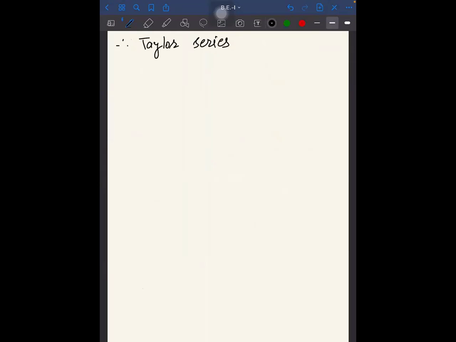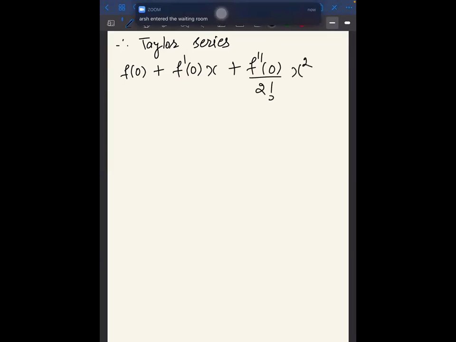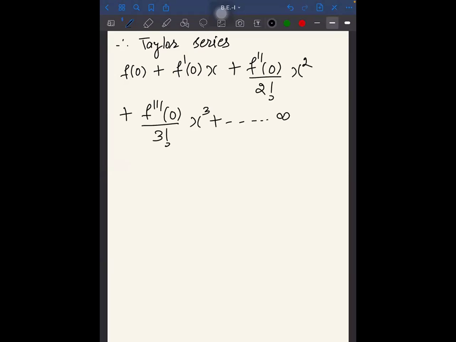So now, what is the expression for the Taylor series? f(a) plus f dash(a) at x, f double dash(a) upon 2 factorial times (x minus a), that means x square, f triple dash upon 3 factorial, where x minus a is x. So what is your f(0)? That is 1, plus x, plus x square upon 2 factorial, plus x cube upon 3 factorial, plus so on up to infinity. Sir, this is the expansion of e to the power x, right? Exactly. So what is the difference between a power series and a Taylor series? Can you tell me? Is there any difference?